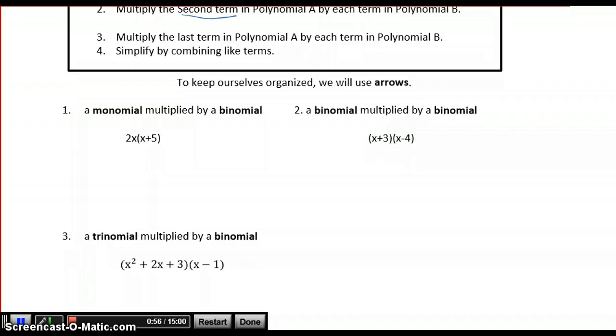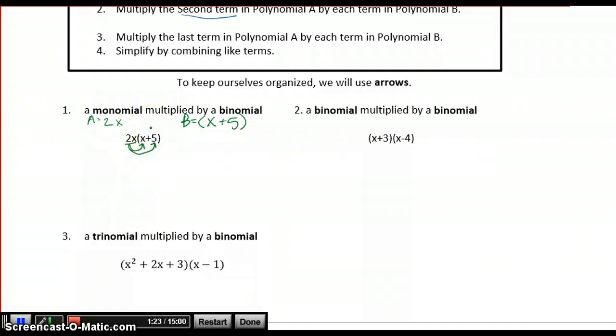So let's start off with number one. We have a monomial multiplied by a binomial. Here, our polynomial A, or our first polynomial, is just 2x. It only has one term, so we have to multiply this one term by each term in our second polynomial, or polynomial B. We have x plus 5. So we're going to multiply 2x times x, and then multiply 2x times 5.